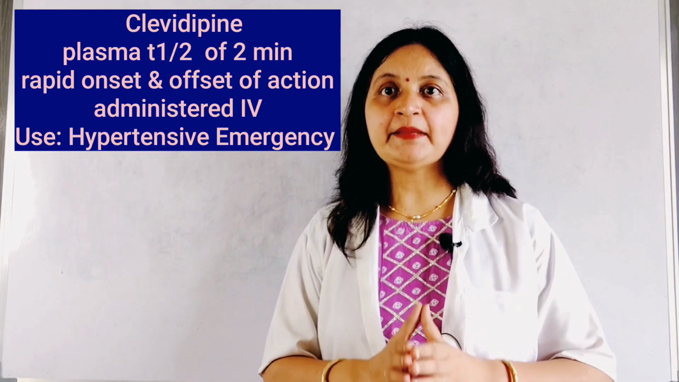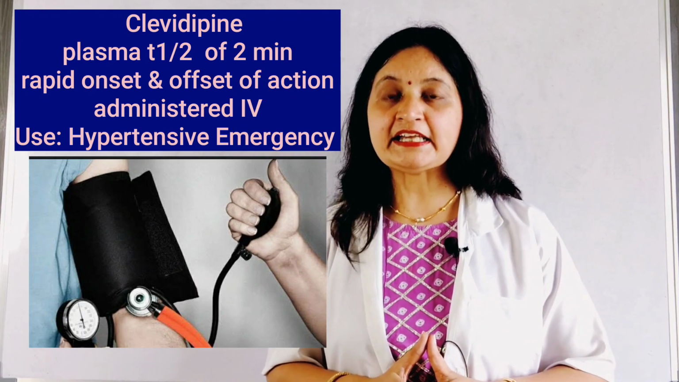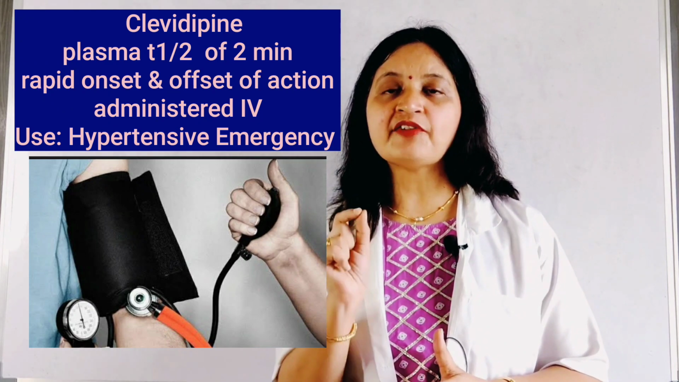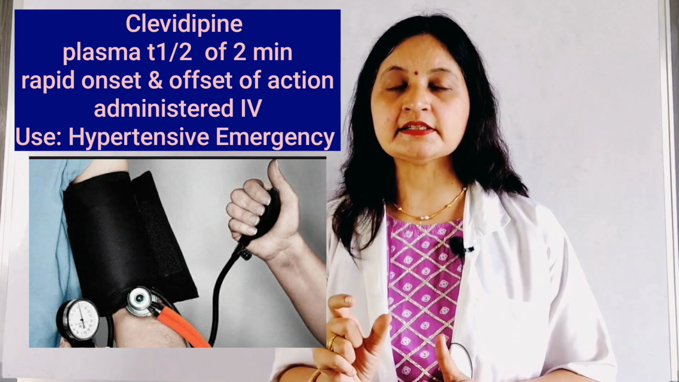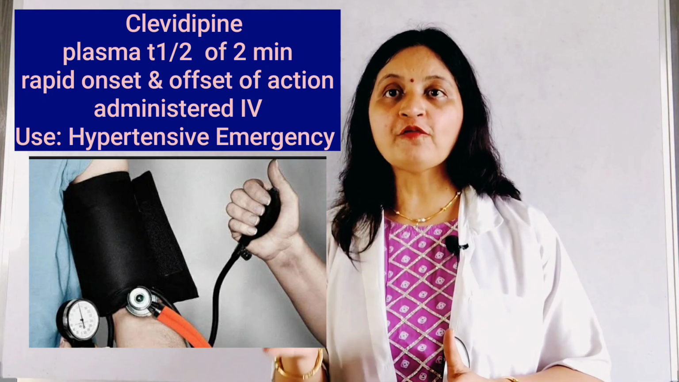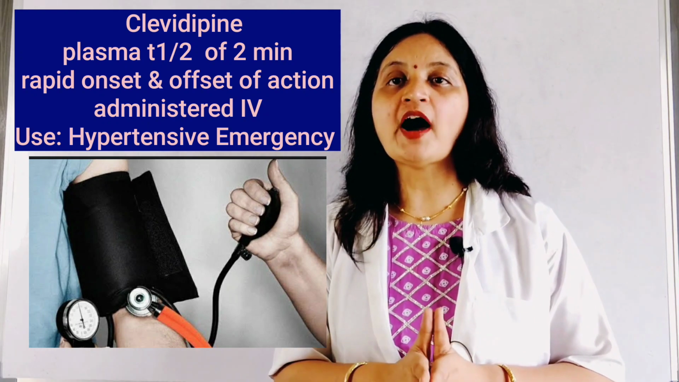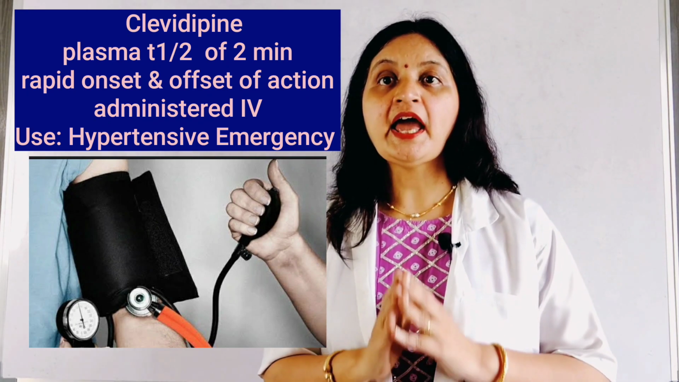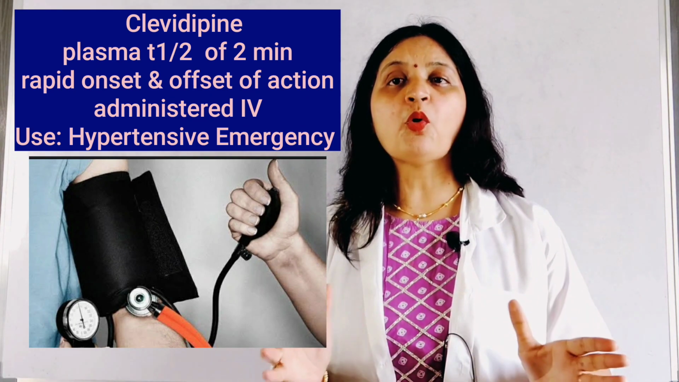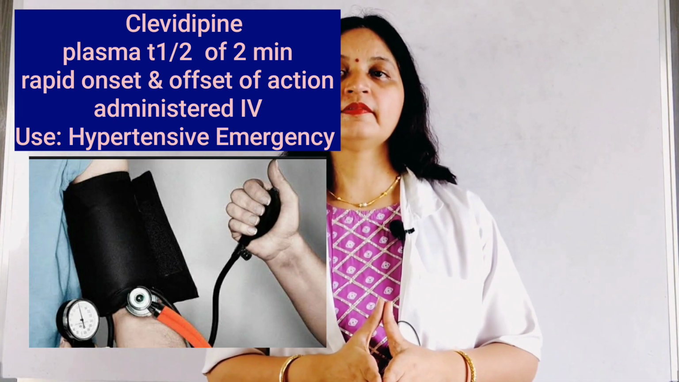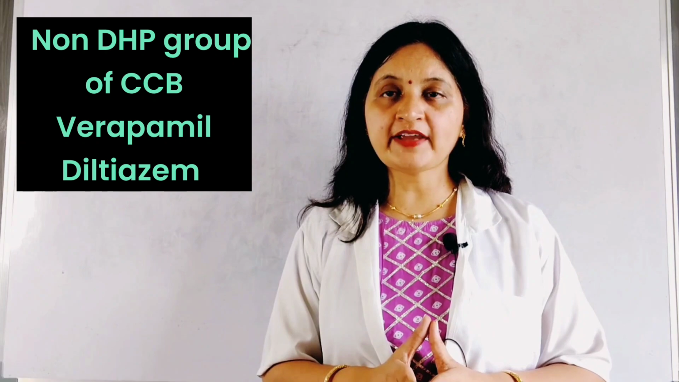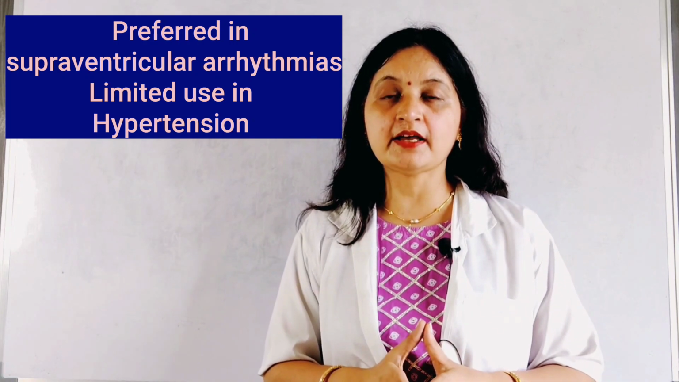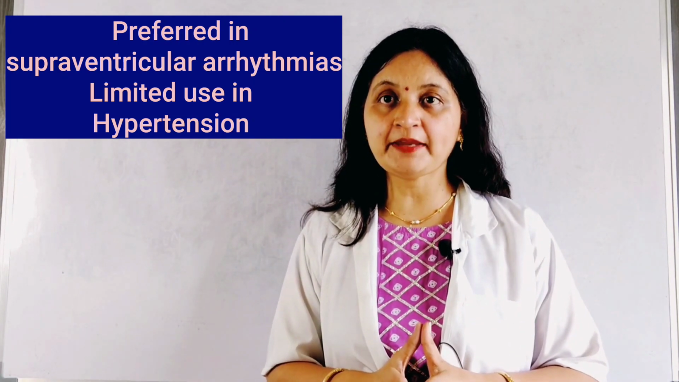The next drug is clevidipine. A characteristic feature of clevidipine is that it has a very short plasma half-life of just 2 minutes. This is because it is rapidly metabolized by plasma esterases. So it has a rapid onset and offset of action, and it is available for IV administration. It is useful in the management of severe hypertension and perioperative hypertension when oral therapy is not useful. Moving on to the non-dihydropyridine group of calcium channel blockers, these drugs are preferred for the treatment of supraventricular arrhythmias and have limited use in the management of hypertension.